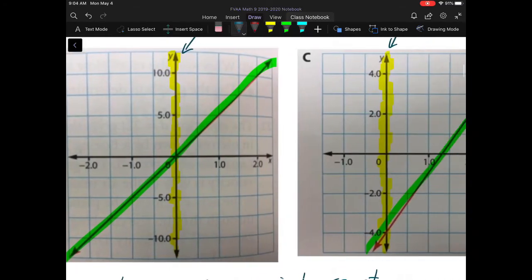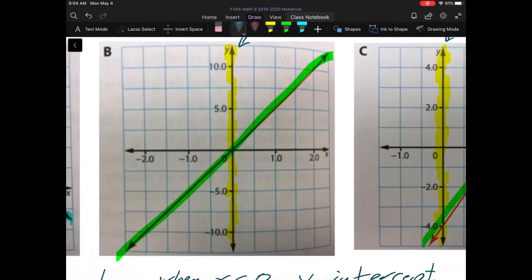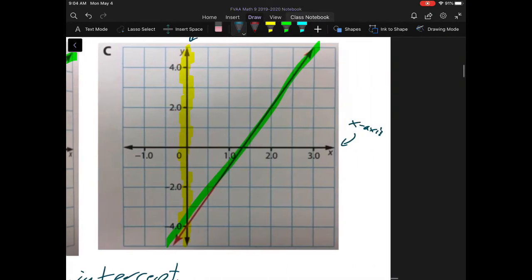Okay, what about this one over here? Here, when x is equal to 0, y is also equal to 0. So this tells me that b is equal to 0. And this last point here, the line crosses the y-axis down here. So when x is equal to 0, y is equal to negative 4. So my b value is equal to negative 4.